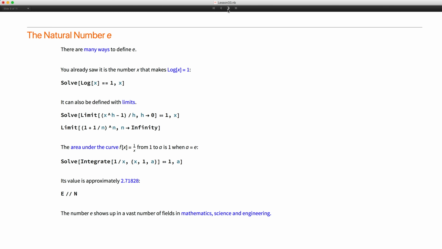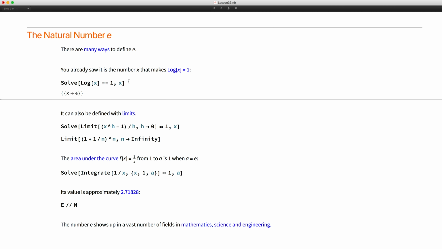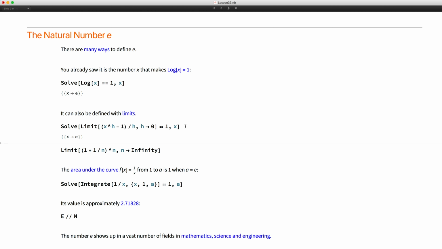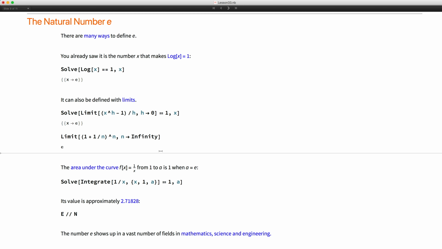Okay, so let's go a step deeper into the number e. There are many ways to define e. The simplest one is to just say that e is the number for which the log of x is equal to 1. But you can also define it using limits. This limit over here becomes 1 when x is e. And so does the other limit over here, which really is a sequence limit, where n is a natural number. When n becomes very large, then 1 plus 1 over n, raised to the power n, becomes e.